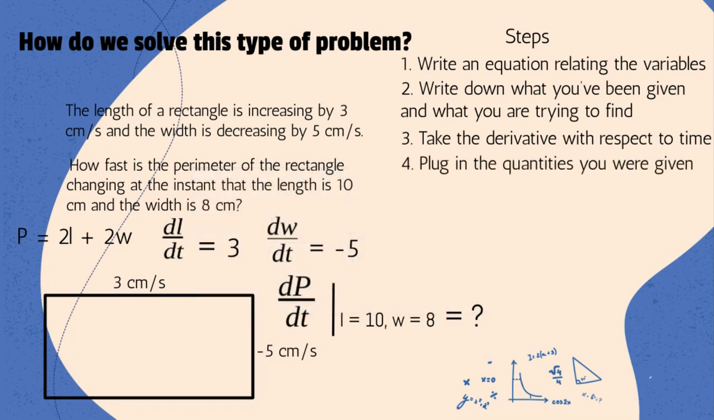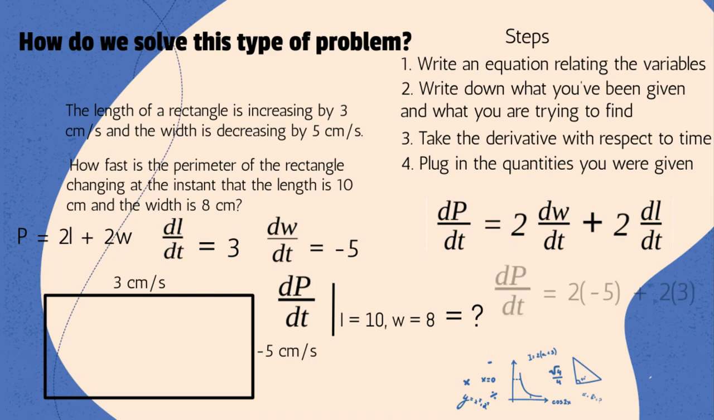The fourth step is to plug in the quantities that we were given. We just found the derivative, which is dP/dt equals 2 dW/dt plus 2 dL/dt, and we have to plug in the quantities that we are given. If you look back to the beginning, we found dL/dt and dW/dt, which are 3 and negative 5. So all we have to do to solve for dP/dt is to plug those values in. So that's what we do.